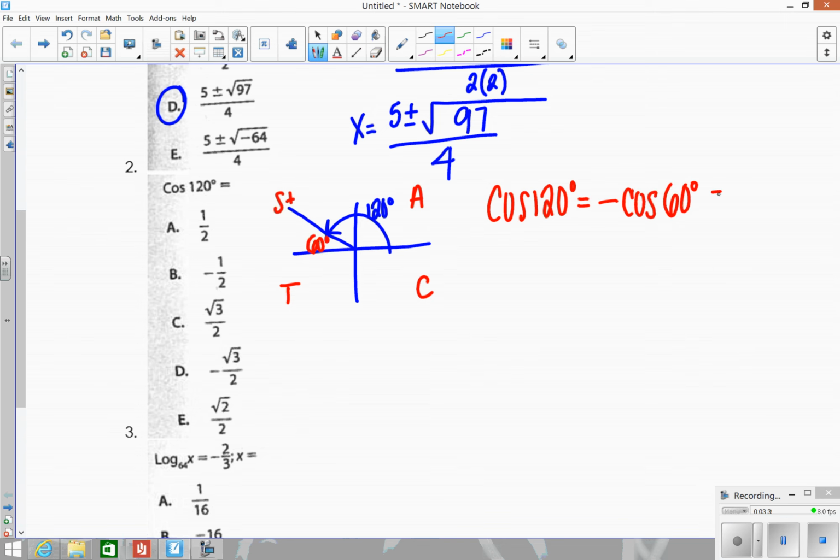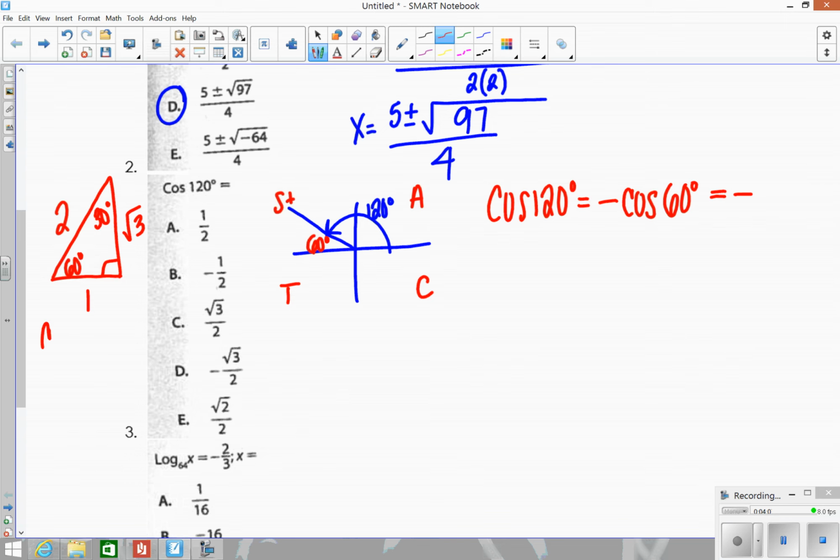The last thing I have to do here is figure out what cos of 60 degrees is. This is where the special right triangles come into play. If this is my 60 degree, 30 degree, and 90 degree angle, the 2 goes across from the hypotenuse, that's the biggest. 1 is the smallest, so it goes across from the 30 degree angle, and radical 3 is in the middle of 1 and 2. So that's going to go across from the 60 degree angle.